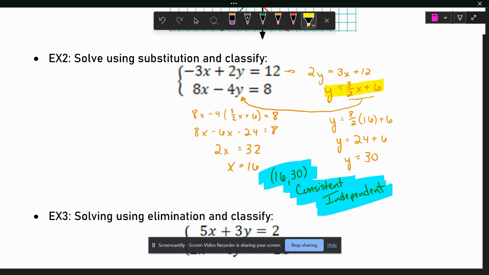You don't have to do that necessarily. You could say x is equal to and solve for x. It should give you a very similar type of solution.